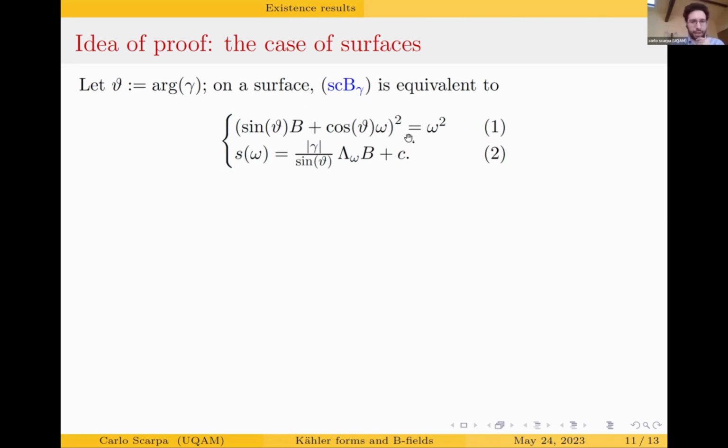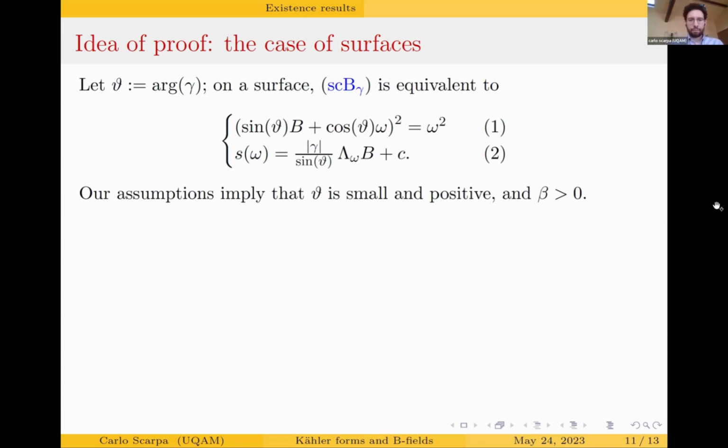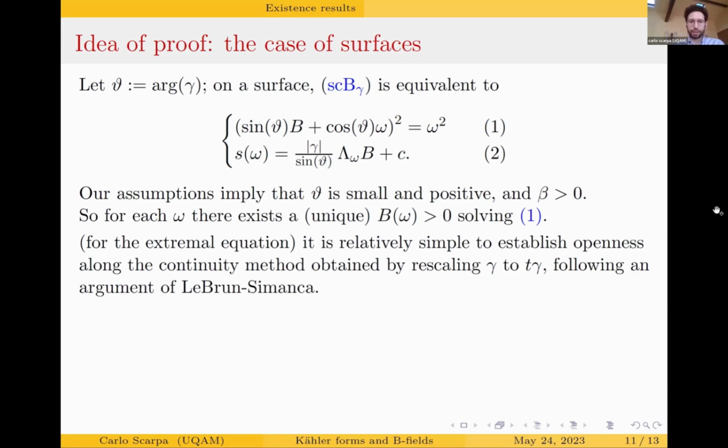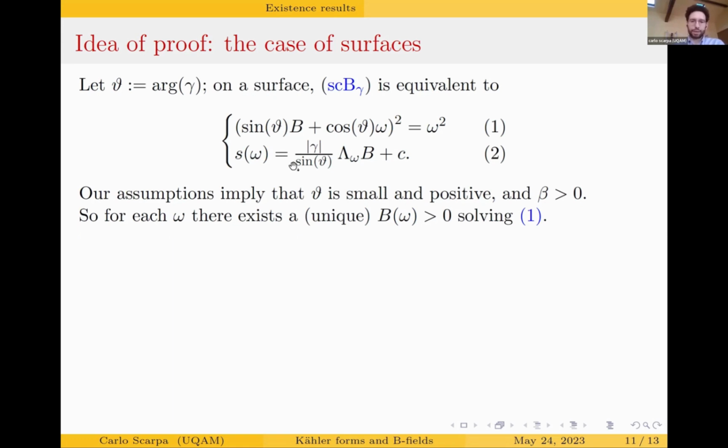So it's just a Monge-Ampère equation here that we will surely be able to solve, at least under our assumptions that imply this angle theta to be small and positive, and the class beta will also be a Kähler class. So you always have a solution of the first equation for each choice of Kähler form. So then let's call B of omega the solution of the first equation, and then you plug it into the second equation, and you find some kind of twisted scalar curvature equation.